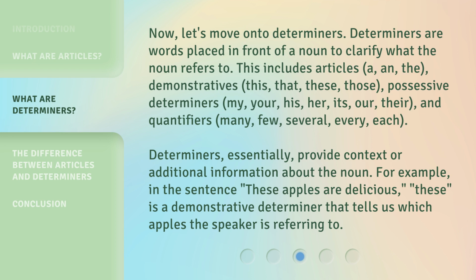For example, in the sentence, "These apples are delicious," "these" is a demonstrative determiner that tells us which apples the speaker is referring to.